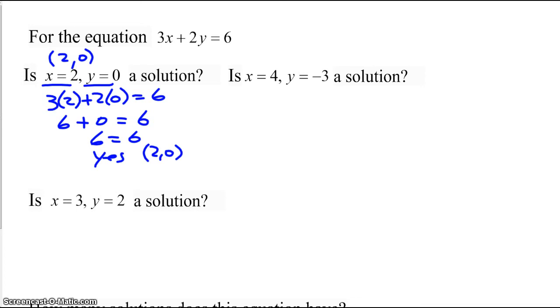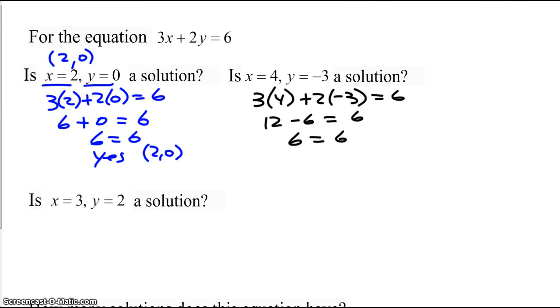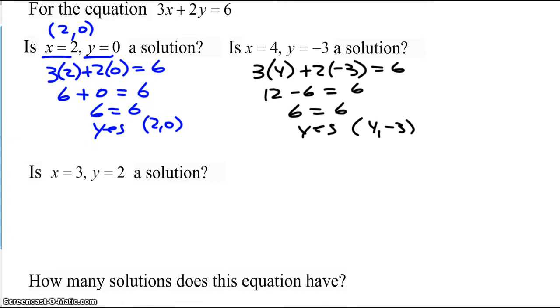Okay, let's take a look at another one here. How about 4 and negative 3? Well, let's take the equation. We'll plug in 4 for the x, and we'll plug in negative 3 for the y. So we have 12 minus 6 is 6. 6 equals 6. Wow, this one is also a solution. 4, negative 3. At that point, you might ask yourself, well, maybe every combination of x and y works. I don't know, is that true? Maybe every combination works. Well, let's try this one.